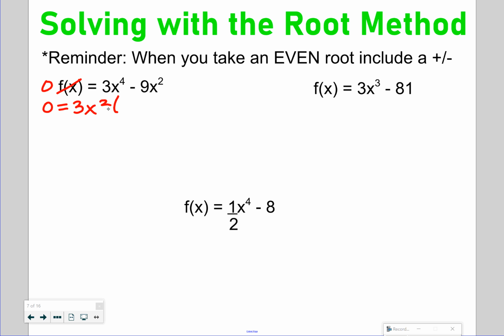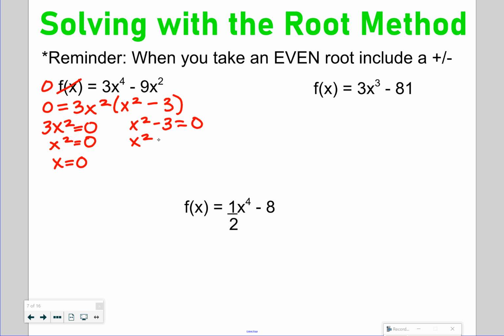If I take 3x squared out of both terms, I'm left with x squared minus 3. And now I can set each factor equal to 0. So we've kind of already done this in some of our grouping problems already. I'm going to divide by 3, which gives me 0, and I get x is 0. On the other side, I'm going to add 3, which gives me 3.